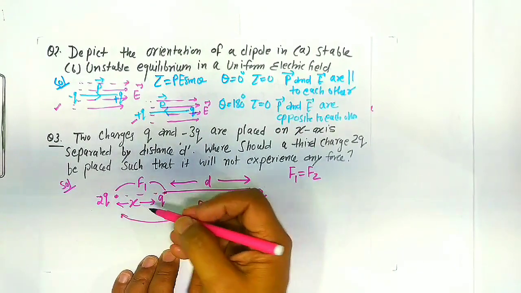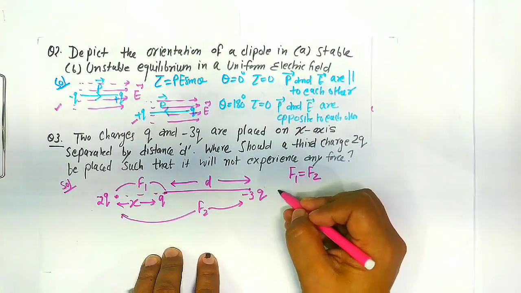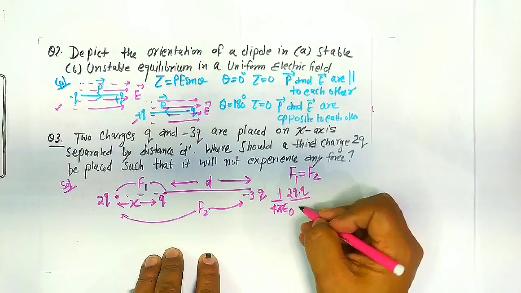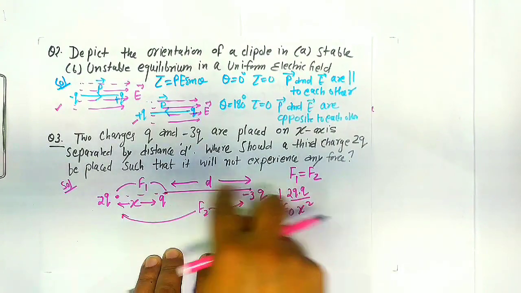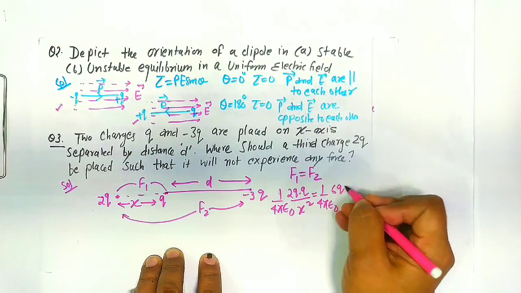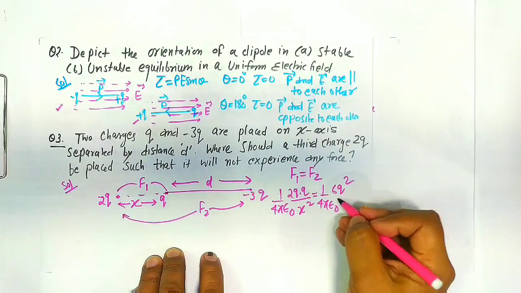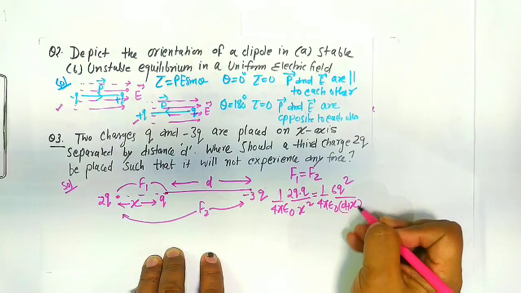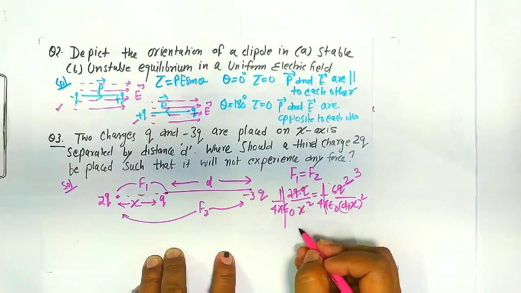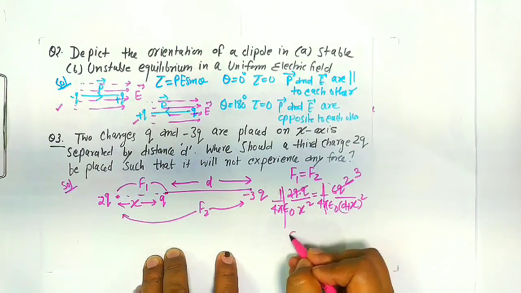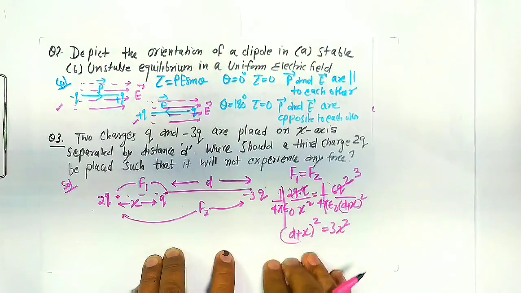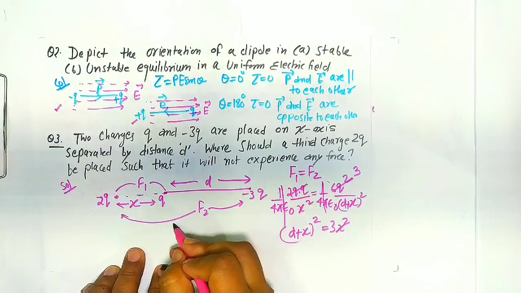So F1 is between this, so we calculate it: 1 upon 4 pi epsilon naught, 2Q into Q, by distance X square. And then in between this, 1 upon 4 pi epsilon naught, magnitude 3Q into 2Q, upon distance D plus X whole square. So this will cancel out and this will go 3 times, and this will be D plus X whole square equal to 3X square. So cross multiplication we have done, and then solve it.